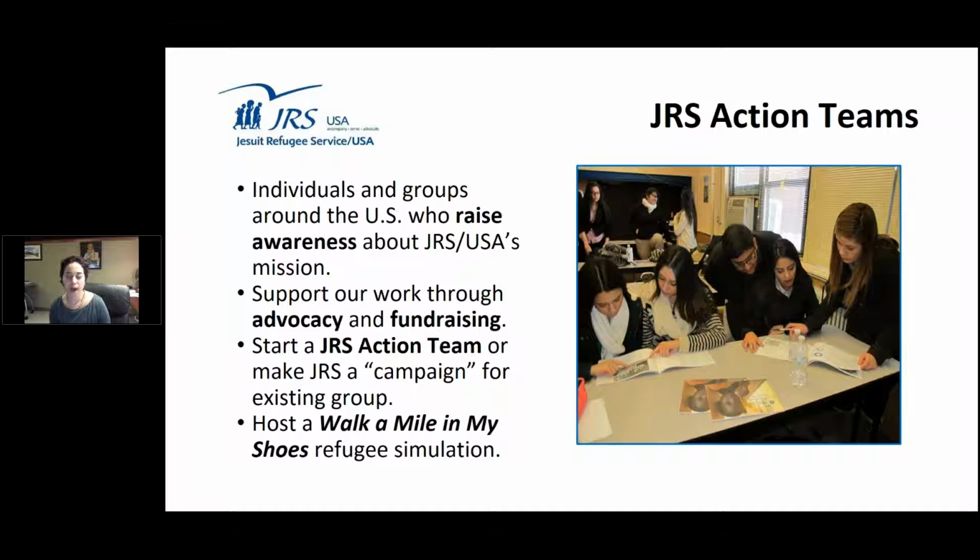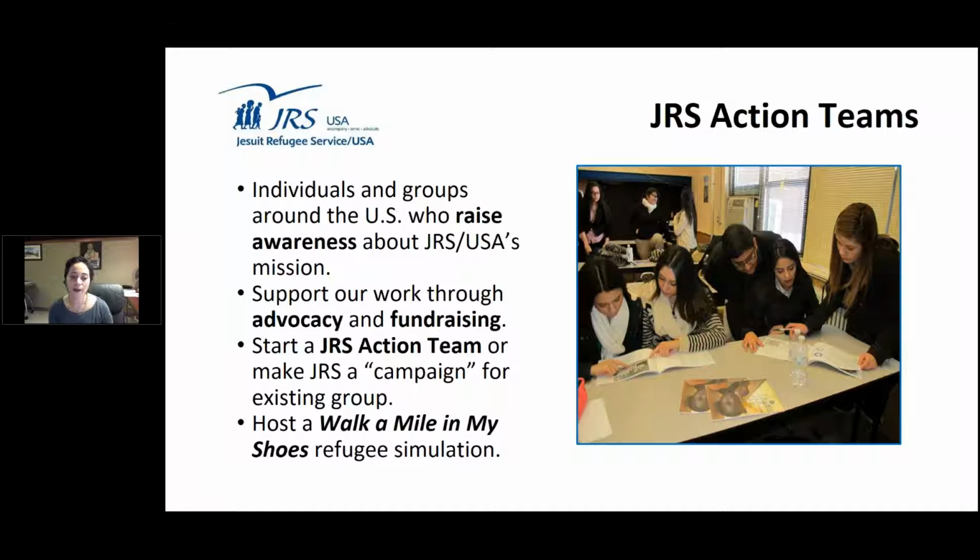So this slide just tells you a little bit about what we call our JRS action teams, which are basically individuals or groups around the U.S. who raise awareness about our mission in a variety of ways. So generally, supporting our work through both advocacy and fundraising. So we do have some student groups, for example, who started a JRS action team on campus, or an existing group on campus that has taken JRS or the refugee issue on as a campaign for their work. So there are a variety of ways that we work with groups and really tailor it depending on the group itself and their needs and their interests.